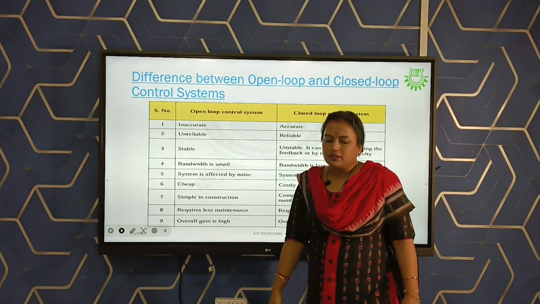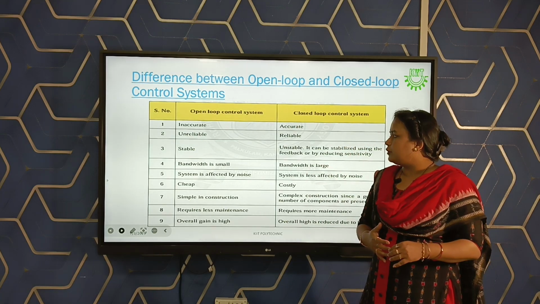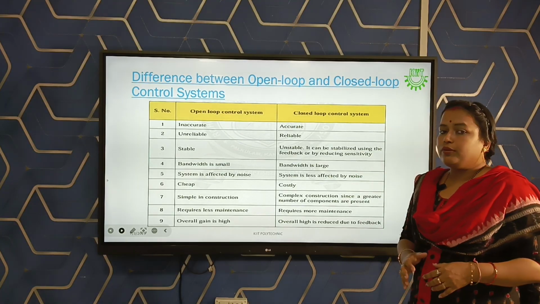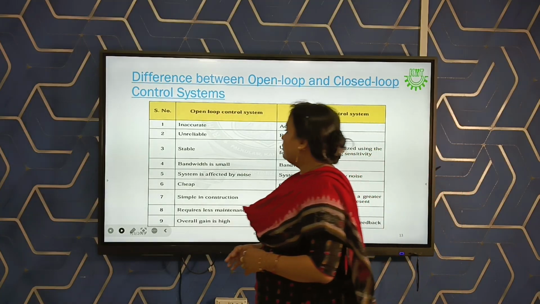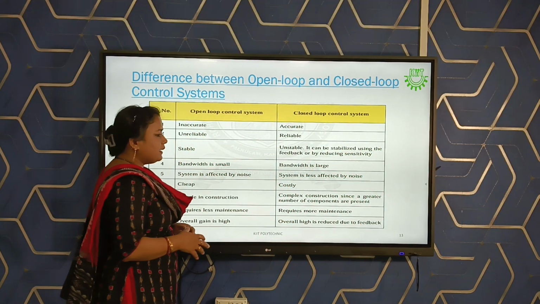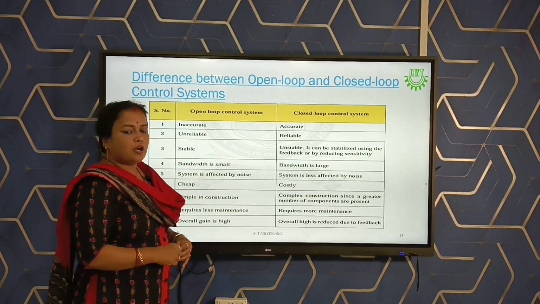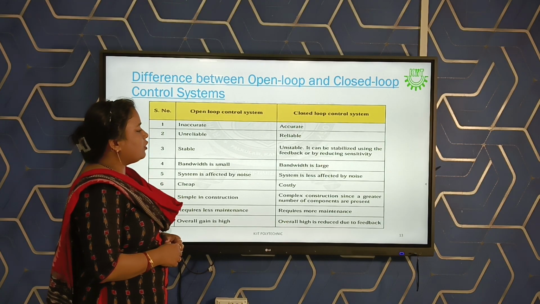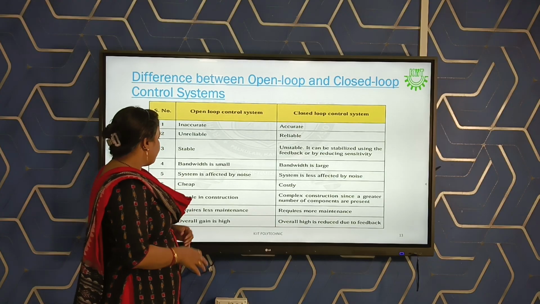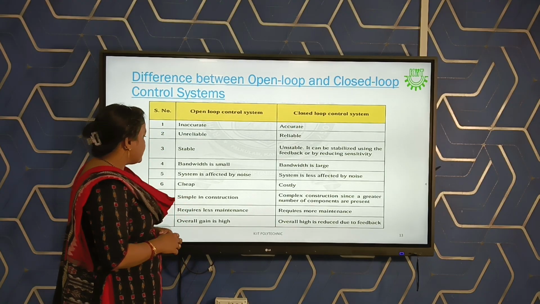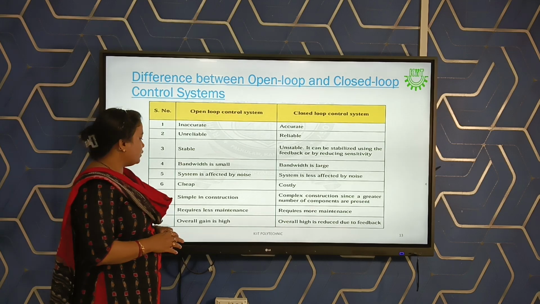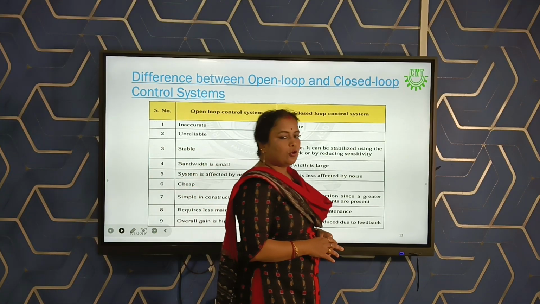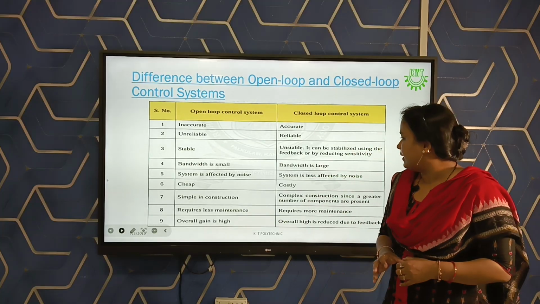Now we will discuss the merits and demerits between open loop and closed loop control systems. Basically, open loop is inaccurate. Second, closed loop is accurate. Open loop is unreliable, but closed loop, always remember, is reliable. Next, open loop is stable but can become unstable, and it can be stabilized using feedback or by reducing sensitivity. Next, in open loop, bandwidth is small but it is large in closed loop control systems. Next, open loop is easily affected by noise, but closed loop, always remember, is less affected by noise.